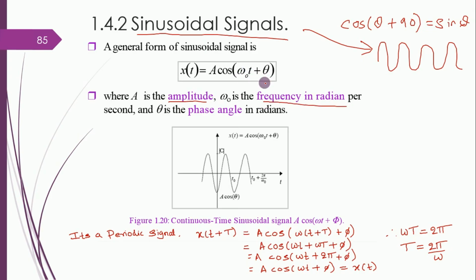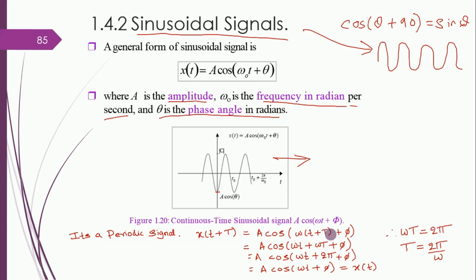Here A means amplitude. Omega naught means frequency in radians, 2 pi f, where f is the frequency in hertz. So omega naught is frequency in radians per second. If it is f, then it is in cycles per second. Theta is the phase angle in radians. If it is 90 degrees, it resembles the sine signal that you have learned. And to check its periodicity, you are already aware of periodicity, so no need to tell it again.